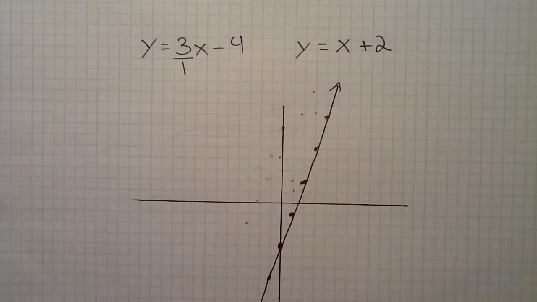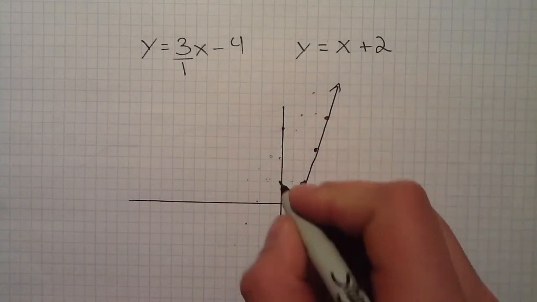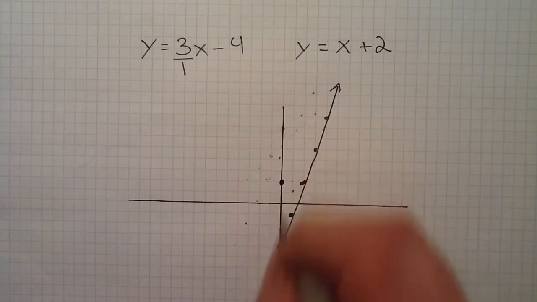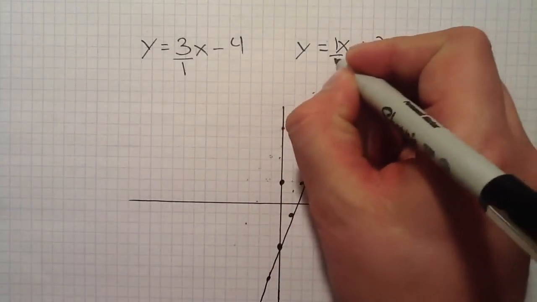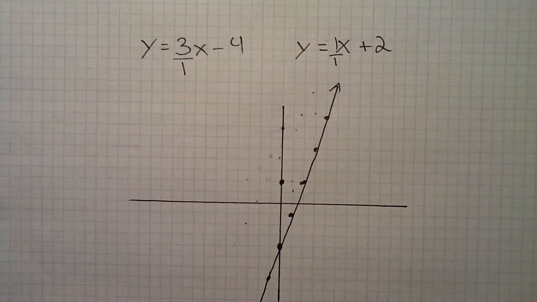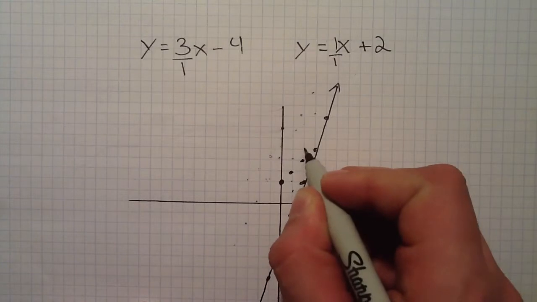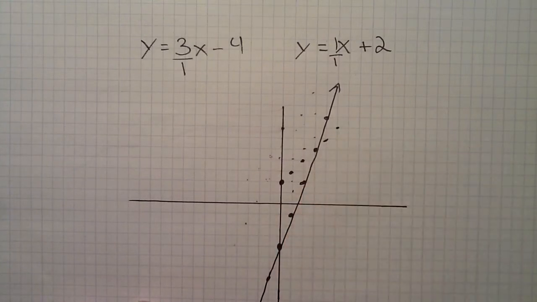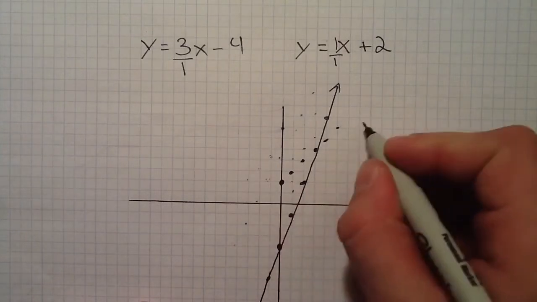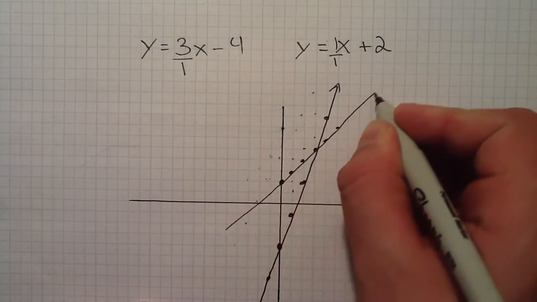Now we're going to graph this y equals x plus 2. Again, I'm going to graph my b point plus 2. I do that on the y-axis. And my slope here is 1 over 1. So that's just a rise 1, run 1. I can just keep going over from my point. See here I got a nice straight line. So I can go ahead and draw it in.